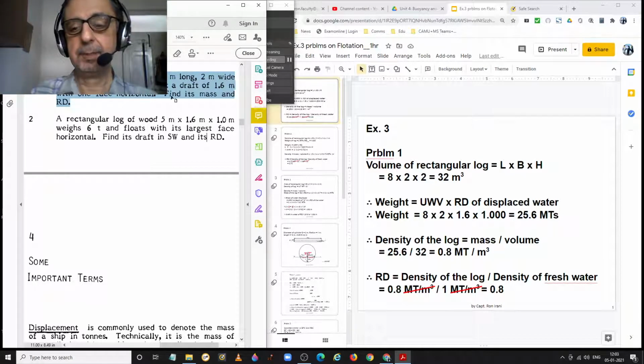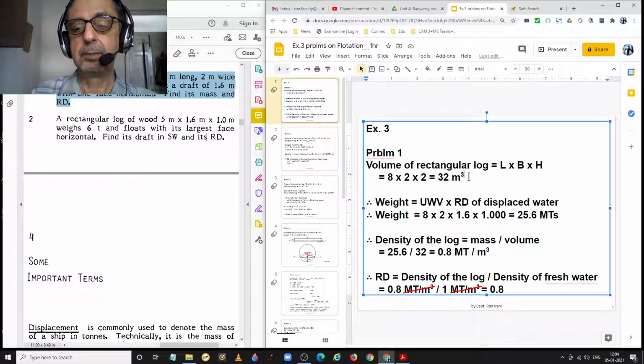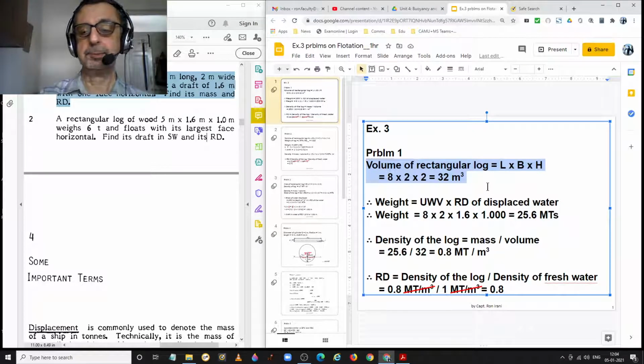So firstly, given the data that we have in the problem, we find the volume of the rectangular log, that is equal to length into breadth into height, and that works out to 8 multiplied by 2 multiplied by 2 equal to 32 cubic meters.